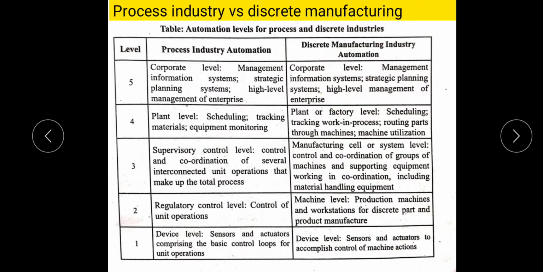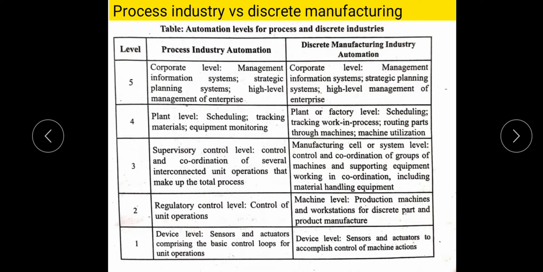As we can see in the table, level 5 is there. In level 5, the process industry automation, the corporate level, as we discussed in the previous class, level 5 is a corporate level: management information systems, strategic planning systems, high level management of enterprises. And now coming to the discrete manufacturing industry automation, the corporate level: management information systems, strategic planning systems, high level management of the enterprises.